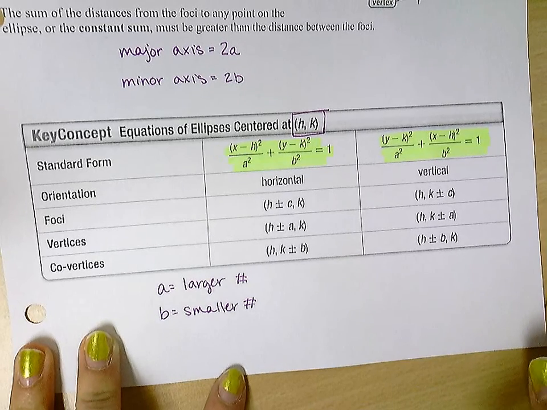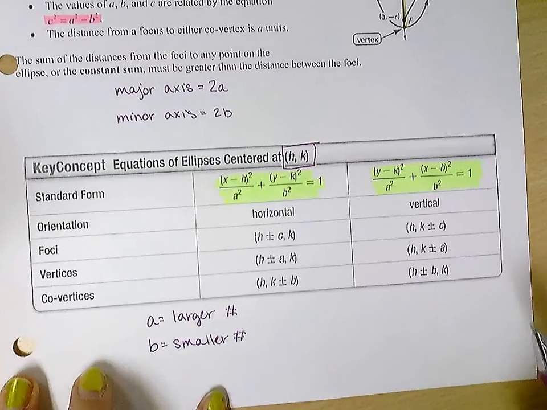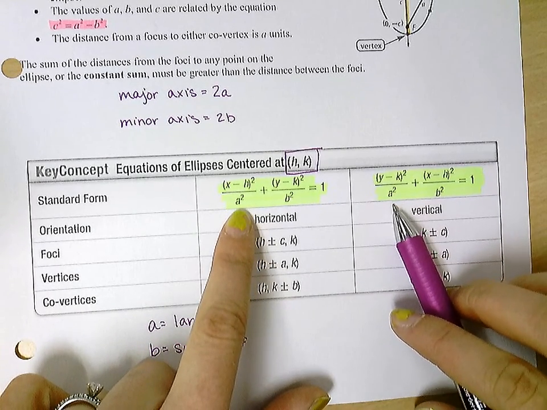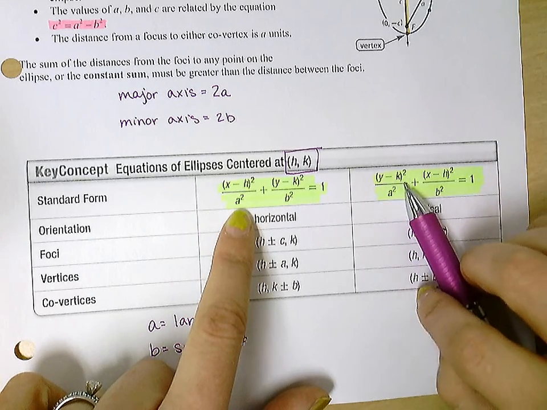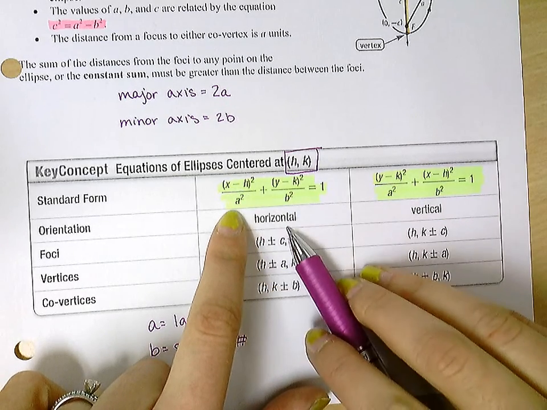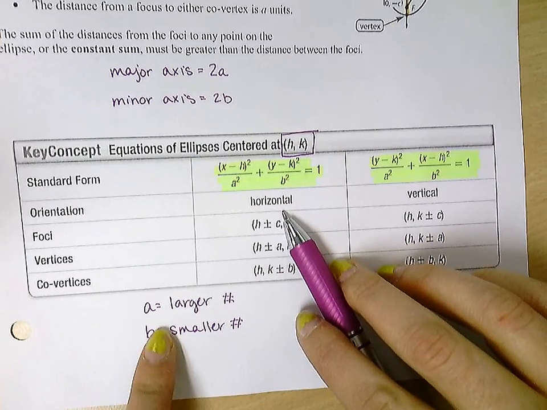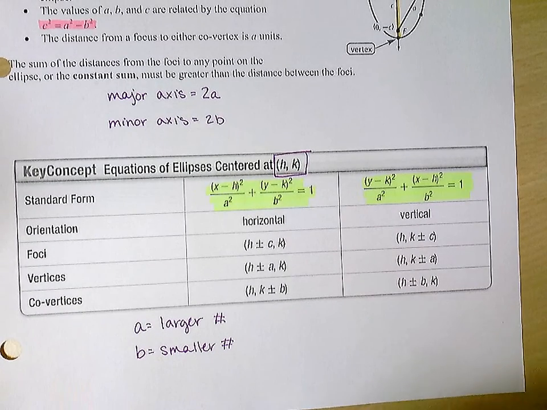Yeah. The two equations, in standard form, look almost the same. So your a squared value has to be your greater value in the denominator. If your greater value is under y minus k squared, it's vertical. If your greater value is under x minus h squared, it's horizontal. So that's what differs there. That's why I wanted you to write out which one was larger, because that'll help you tell the difference between the two.